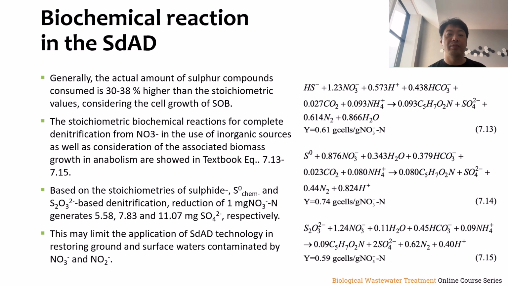Although it is efficient, sulfur-driven autotrophic denitrification technology faces limitations, particularly in treating ground and surface waters contaminated by nitrate and nitrite. The byproducts, primarily sulfate, can accumulate, potentially causing secondary contamination issues. These limitations are crucial in addressing the feasibility and environmental impact of sulfur autotrophic denitrification technology in water treatment.